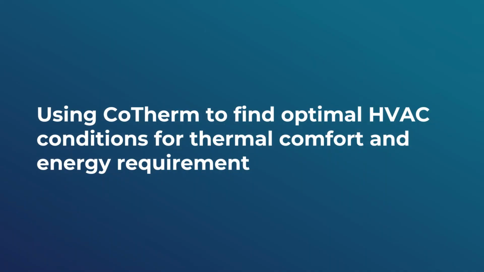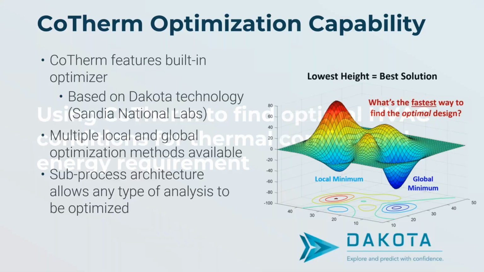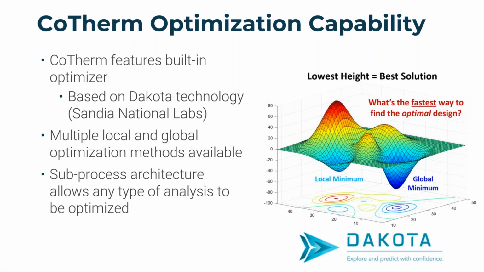All right, so now that we've trained a surrogate, let's do something interesting with it. And at this point, we could hook up this surrogate to a controller model or a 1D coupling process. But in this case, we're just going to use CoTherm's optimizer to try to find optimal HVAC conditions for thermal comfort and energy. So CoTherm also has an optimizer built in. This is based on the Dakota technology, and it allows you to optimize a group of tasks using multiple local and global methods and find the optimal combinations of some inputs based on a function that you provide.